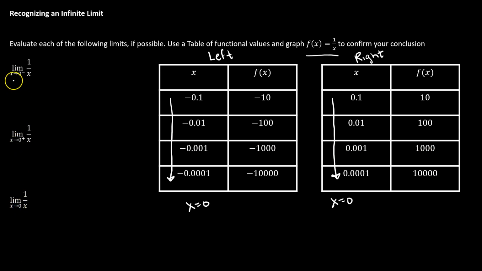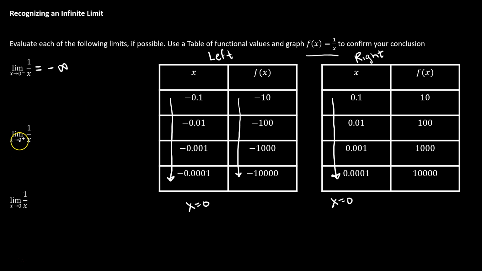The first one I'm looking at says to allow x to approach 0 from the left. So we're going to use our left table. And we want to know what's happening to our function as x is getting closer to 0. Well, if we follow this trend, we're seeing that our numbers are increasing without bound in the negative direction. -10, -100, -1000, -10,000. It just gets really, really large, but negative. So that tells us that this limit is going to -infinity.